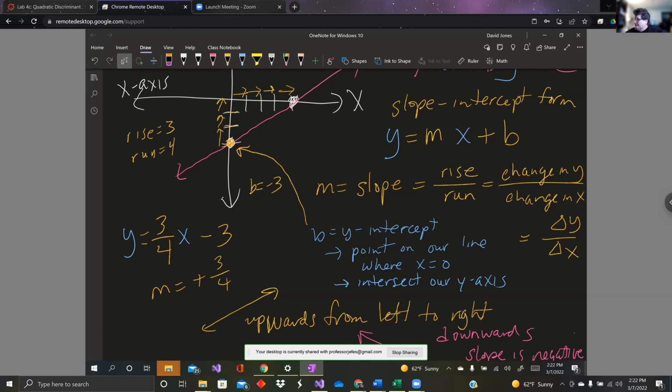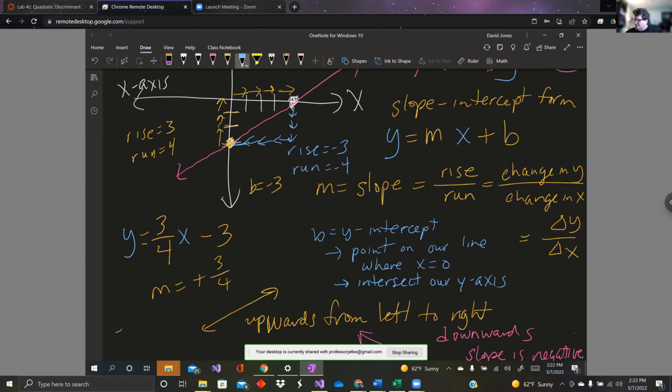There's a couple ways of looking at it. So I could look at this. I did this going upwards from the left point, but if I started at the right point, I could look at this as going down 3. So rise would be -3. And my run, I'm going left, not to the right. I'm going left 4, so my run is -4.